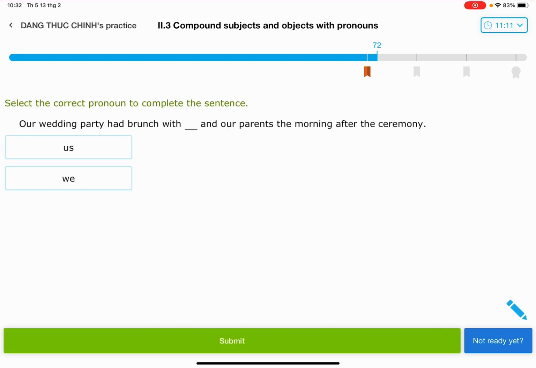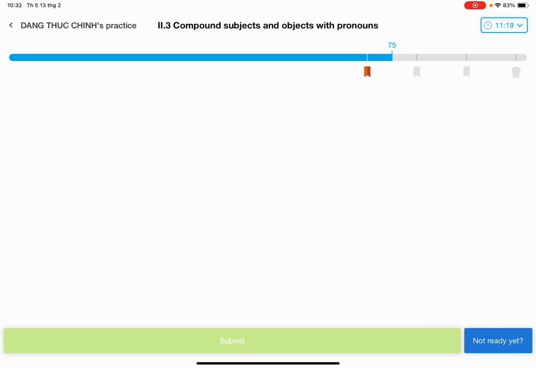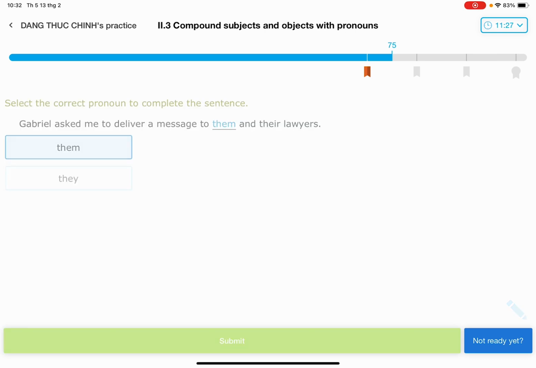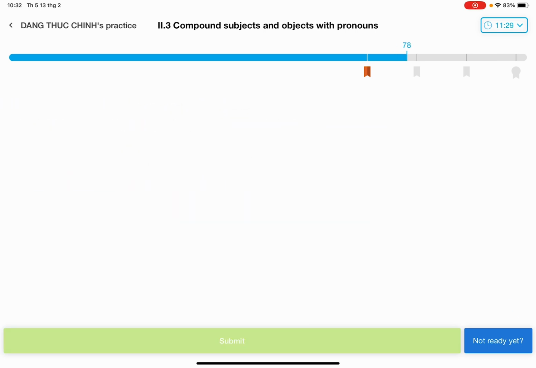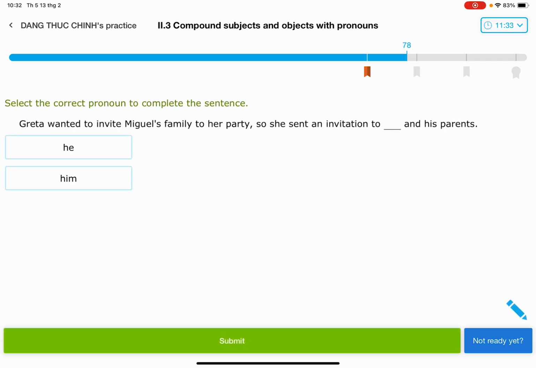Our wedding party had a brunch with us and our parents. Gabrielle asked me to deliver a message to them and their lawyers. Greta wanted to invite Miguel's family to her party, so she sent an invitation to him and his parents.